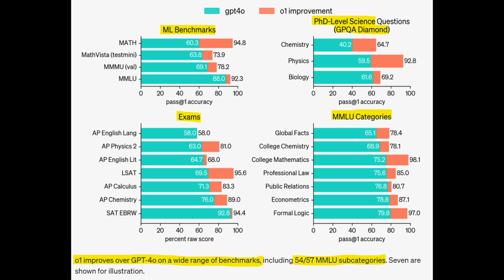Now, if we look at this second diagram, where we compare O1 improvement over GPT-4o, we see that O1 improved over the state-of-the-art on the other ML benchmarks like MMMU, where the model scored 78.2%, making it the first model to be competitive with human experts. This might be thanks to its vision perception capabilities. Also, it outperformed GPT-4o on 54 out of 57 MMLU subcategories, but here we only show 7 for illustration.